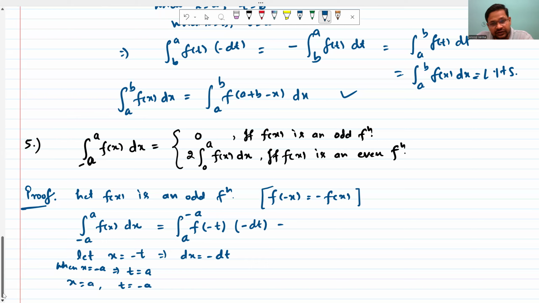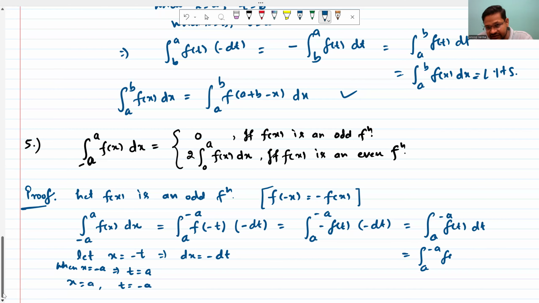We took a function which is odd. So you can have minus f(t) and minus of minus dt here. So it will be minus minus, which is plus. It means this is a to minus a, and this is f(t) dt. And in place of t, you can put x here. So simply you can write this as a to minus a, f(x) dx.